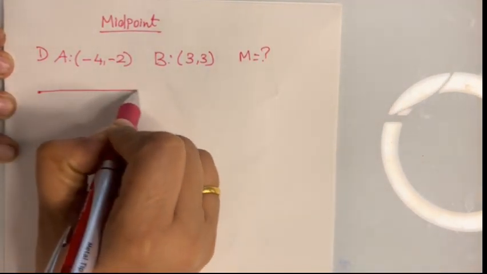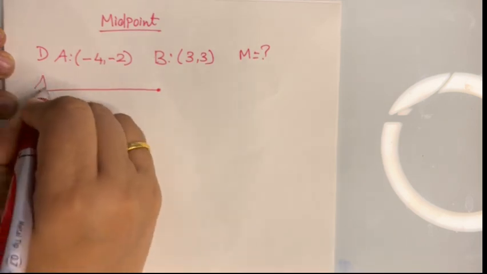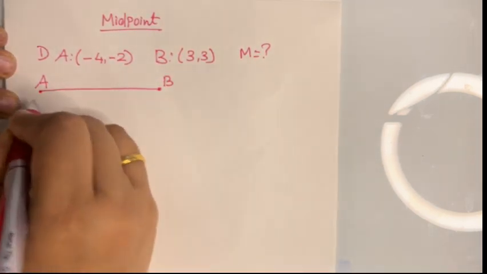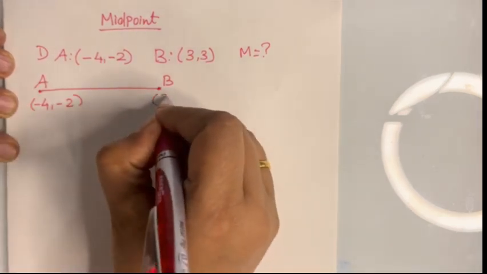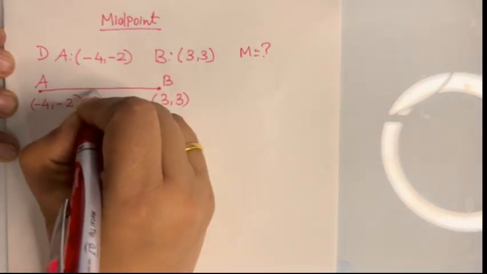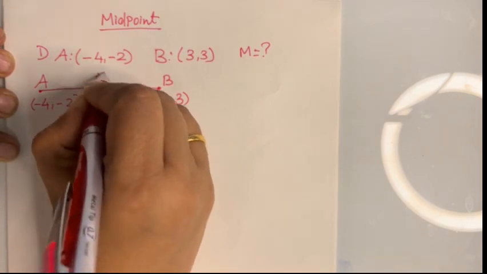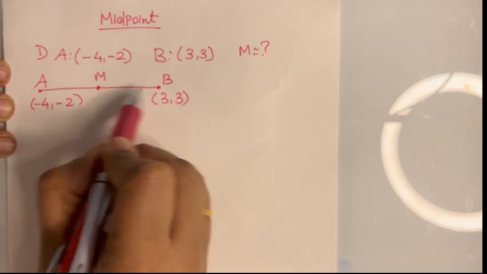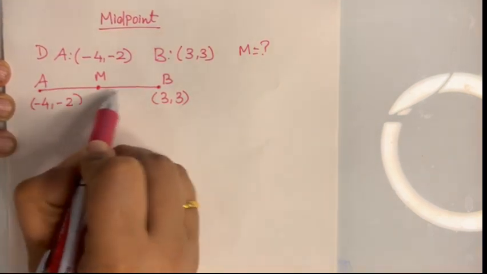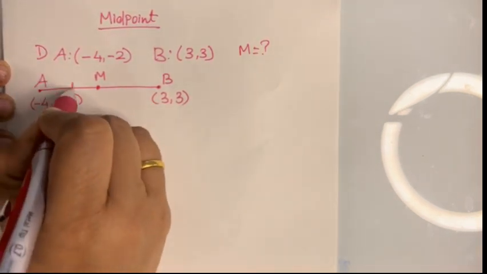So I have a line segment. Let's say this is A, this is B. A is -4 comma -2. B is 3 comma 3. Now midpoint, we know that has to be exactly in the middle of the two endpoints. So what cuts the line segment equally into two pieces? These two pieces will be congruent.